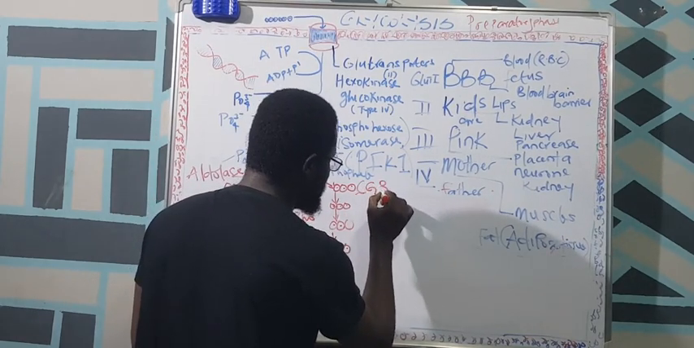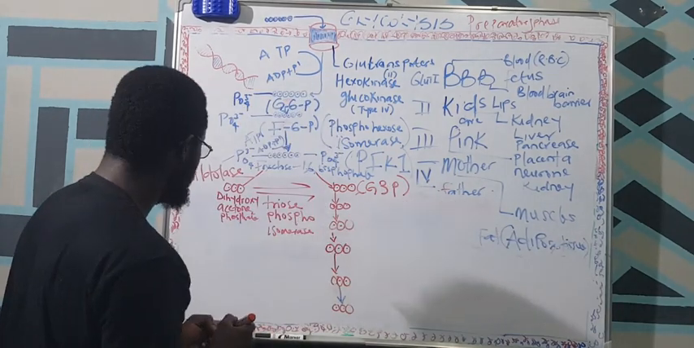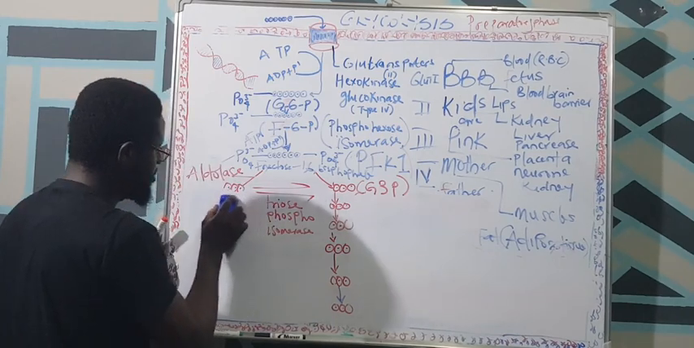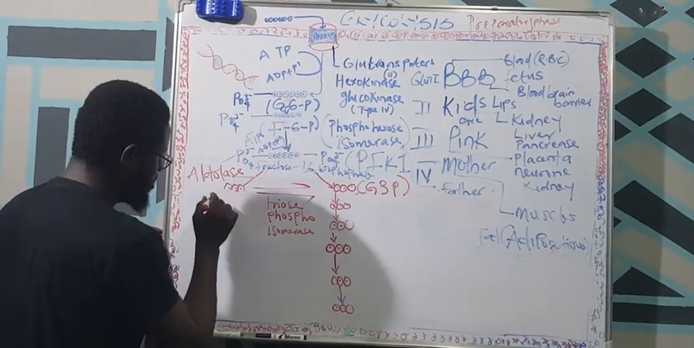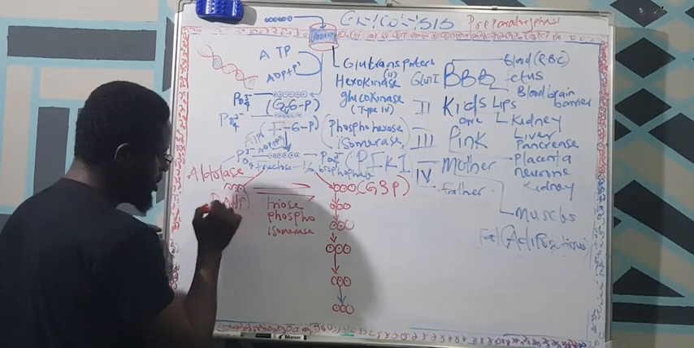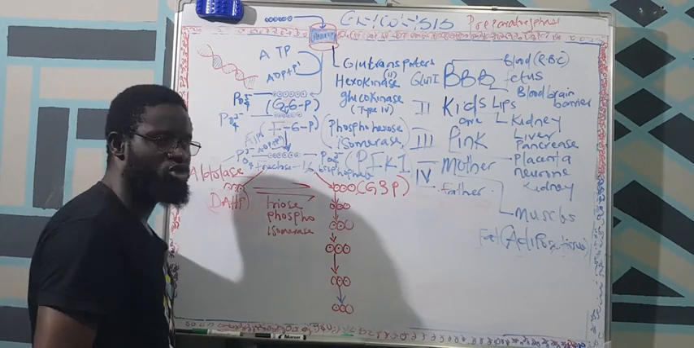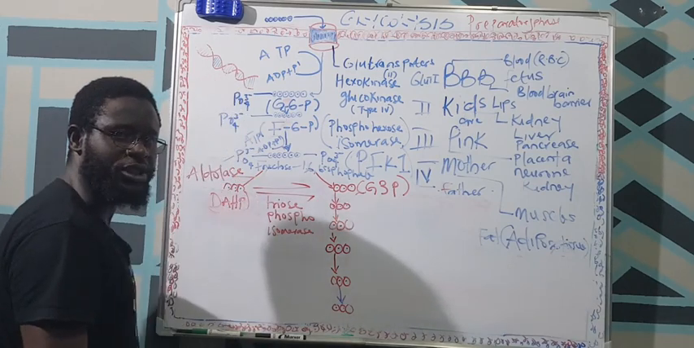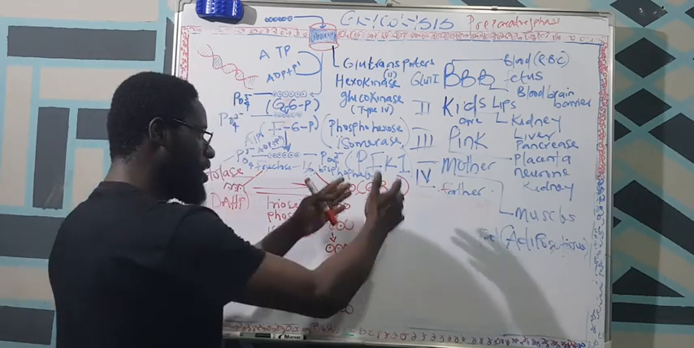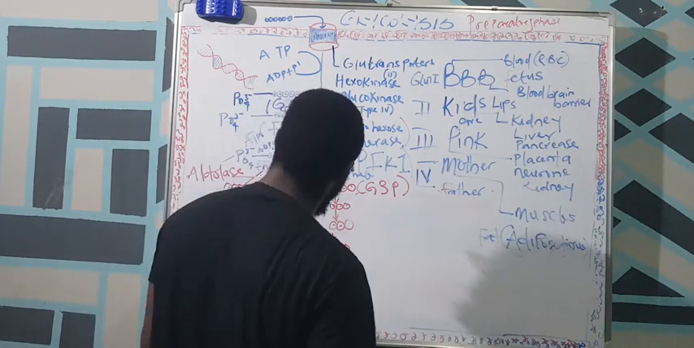So this I'm just going to denote as glyceraldehyde 3-phosphate, while this will be denoted as dihydroxyacetone phosphate, DHAP. So triose phosphoisomerase is the enzyme responsible for changing dihydroxyacetone phosphate to glyceraldehyde 3-phosphate. Now we are about to start the payoff phase.